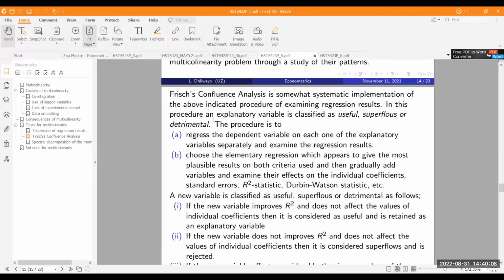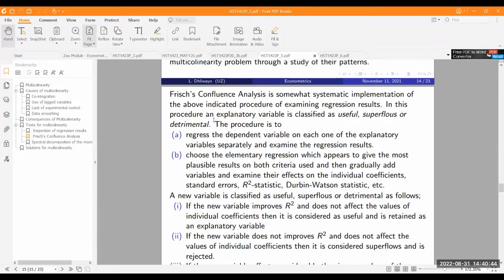Frisch's confluence analysis is a somewhat systematic implementation of the above indicated procedure of examining regression results. In this procedure, an explanatory variable is classified as useful, superfluous, or detrimental. Okay, we classify the individual explanatory variables that we add onto the equation as useful, superfluous or detrimental. It can fall in any one of these categories.